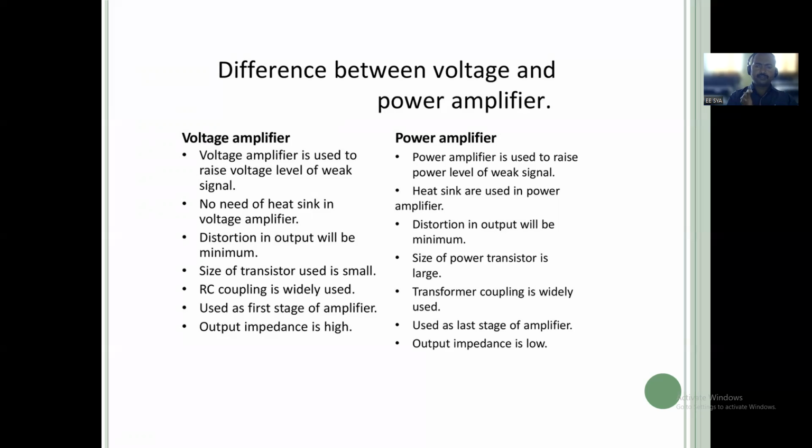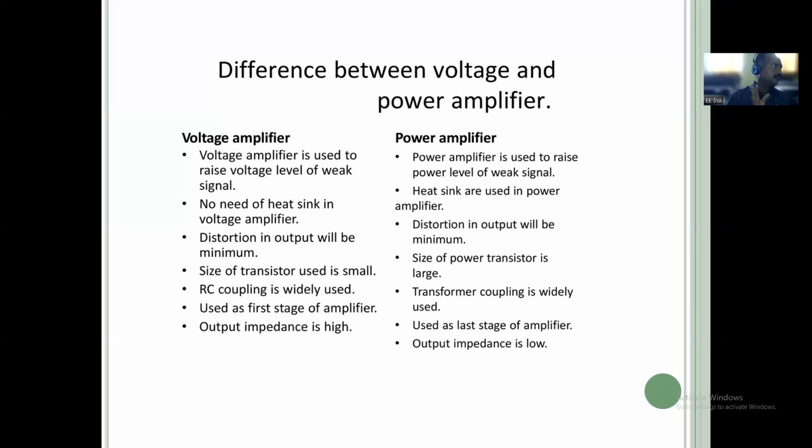A power amplifier is used to raise the power level of a weak signal, right? So weak signal, with respect to the voltage amplifier and with respect to power, I'm telling you, the voltage amplifier increases the signal. Both increase your weak signal to a high signal, but the voltage amplifier is related to the small area, right? In the case of a power amplifier, it increases the signal power by a large quantity. This is the difference between your voltage amplifier and power amplifier.